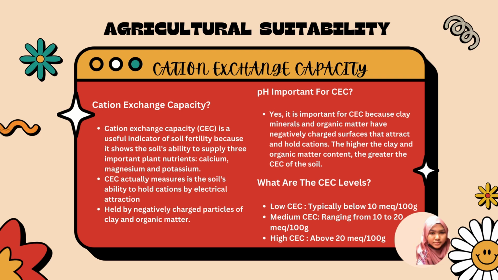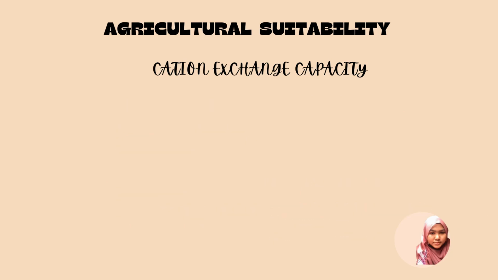And the third one is high CAC. High CAC is typically above 20 milliequivalents per 100 grams. Soils with high CAC have a higher capacity to retain and exchange cations.